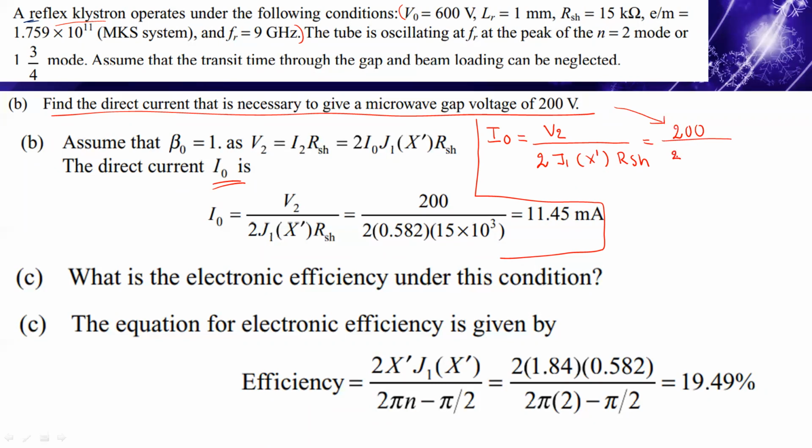Divided by, they already mentioned take constant J1 of X throughout our problems, 0.582 multiplied by RSH they mentioned, RSH 15 kilo, 10 power 3. So automatically you will get 11.41 milliamperes. That is the way to calculate direct current. Direct current is necessary to give the microwave gap voltage.